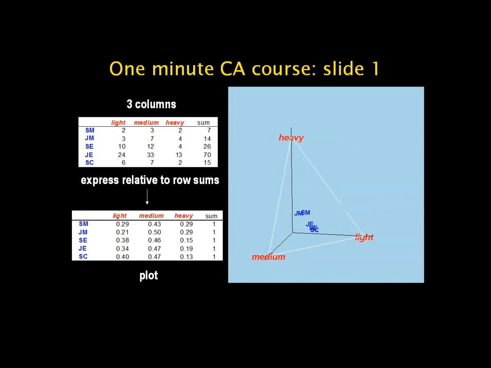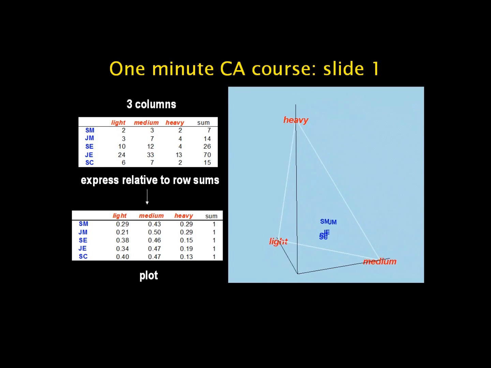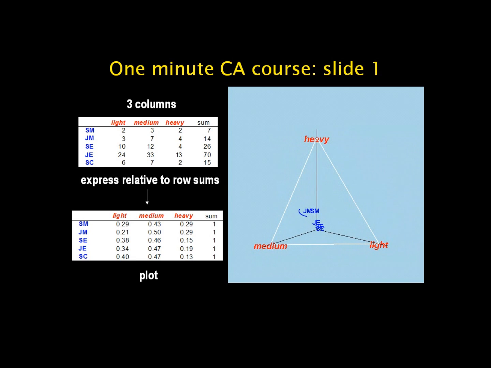But because the 3 coordinates always add up to 1, they lie in a 2-dimensional triangle joining points representing the 3 smoking types. Already in this triangle we can see that junior and senior managers have a tendency towards heavy smoking.